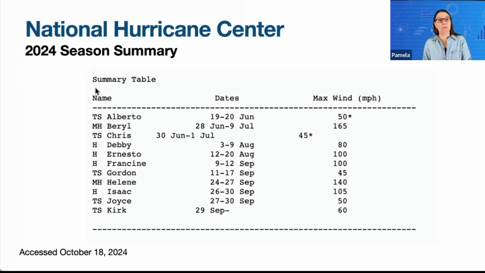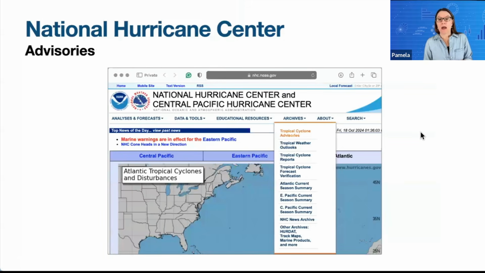This is just an example of some summary data for 2024. This is as of today. This particular table has not been updated yet for Hurricane Milton, but you can see the named storms that we've had and the dates and the maximum winds. If you go to that website to get to the archives where you can get all the old advisories, you would go right here to the National Hurricane Center.